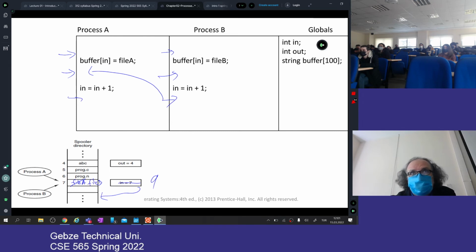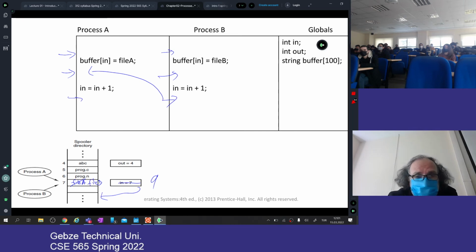Well, basically we lost file A. File A will not be printed, right? So process A says, okay, I'm not going to print anything. I'm not saying what happened to my file. I send it to the printer, to the spooler.